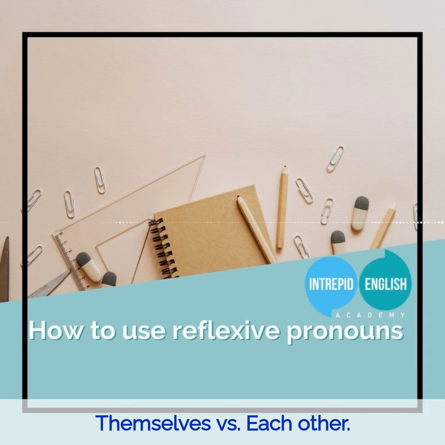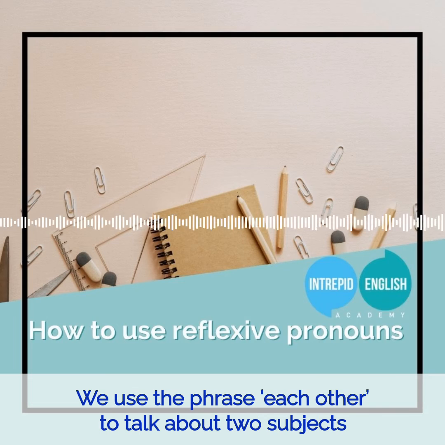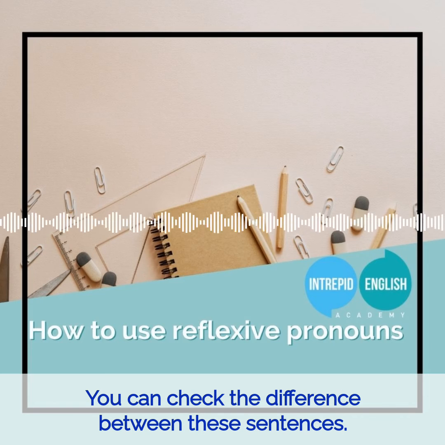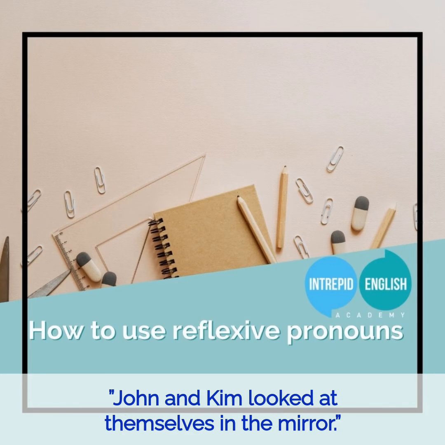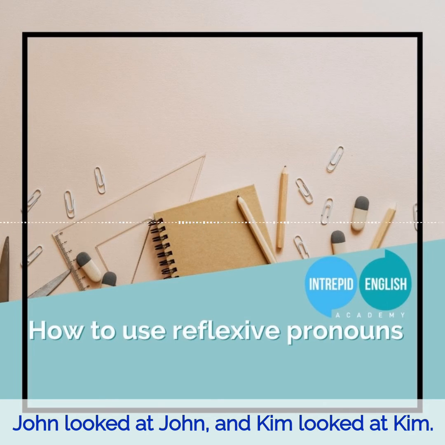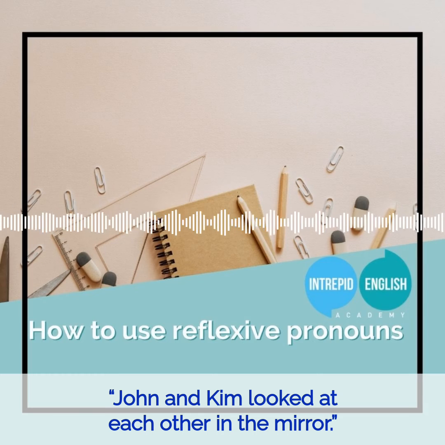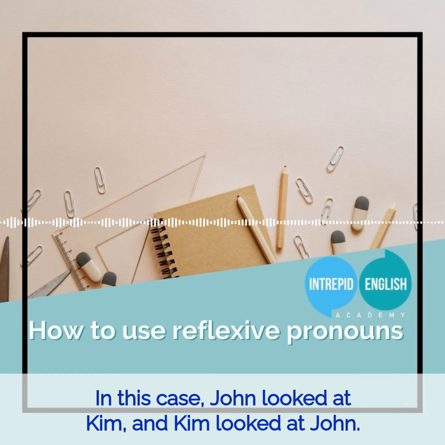Themselves versus each other. We use the phrase each other to talk about two subjects who both do the same action to the other, rather than to themselves. You can check the difference between these sentences. John and Kim looked at themselves in the mirror. John looked at John, and Kim looked at Kim. John and Kim looked at each other in the mirror. In this case, John looked at Kim, and Kim looked at John.